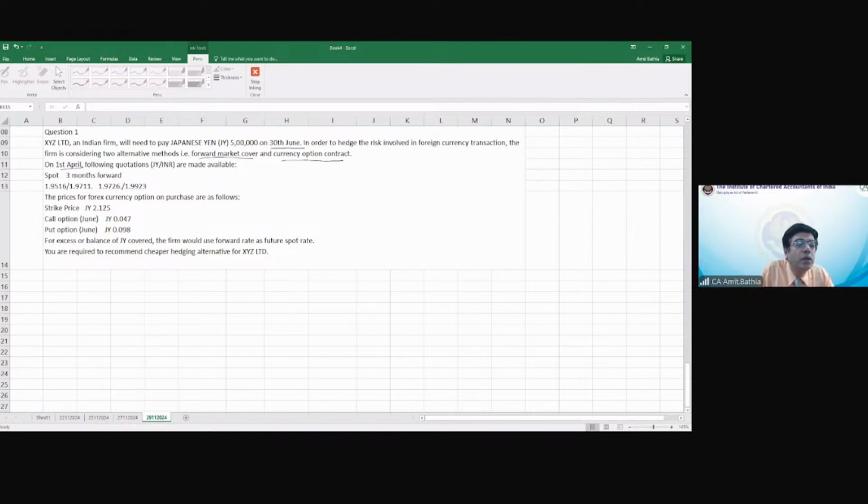On 1st April, so this is a spot rate and you have a 3-month forward rate. Spot rate is 1.9516, 9711, and 3 months forward is 1.9726 and 1.9923. What is the currency over here? Japanese yen to INR? Okay. All right. And what is the currency that you actually want to buy? Yen. You want to buy yen.